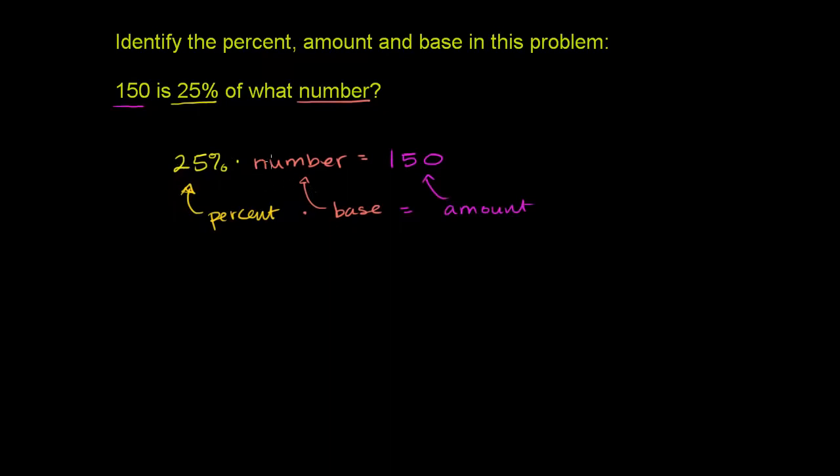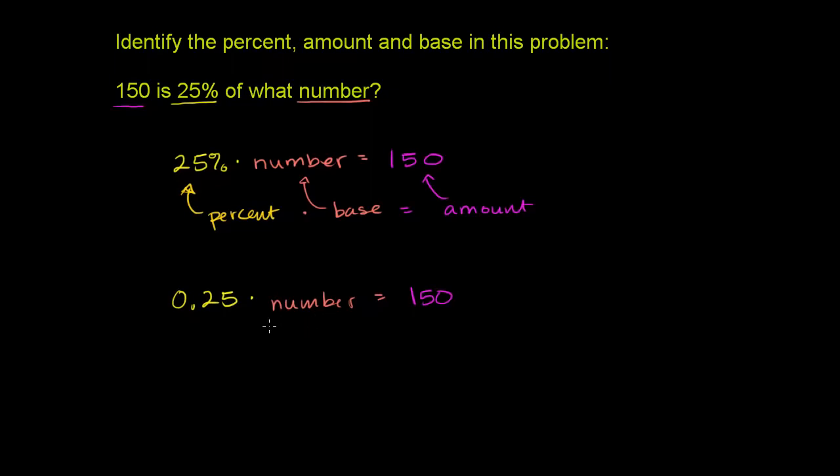This is essentially saying 25% of some number, 25% times some number, is equal to 150. If it helps, we can rewrite this as 0.25, which is the same thing as 25%, times some number is equal to 150. And one interesting thing is to think about whether that number should be larger or smaller than 150. Well, if we only take 25% of that number, if we only take 25 hundredths, or 1/4, of that number, we get 150. So this number needs to be larger than 150. In fact, it has to be larger than 150 by 4 times.